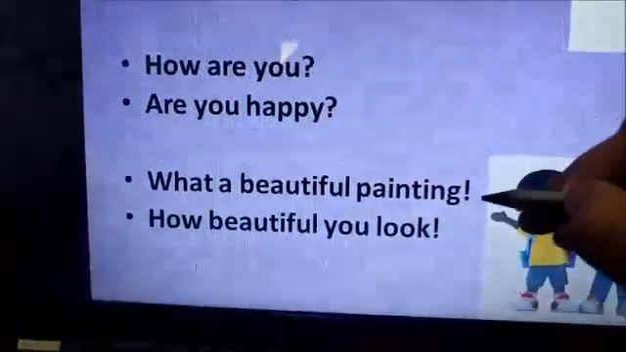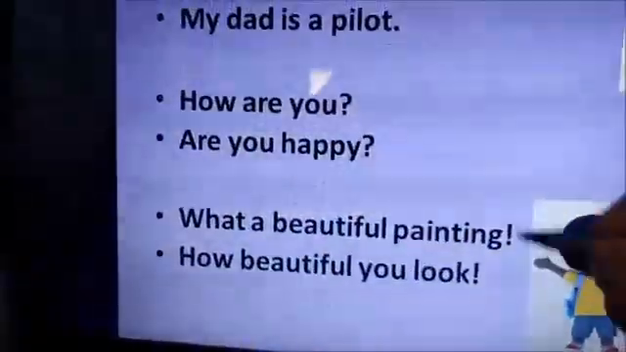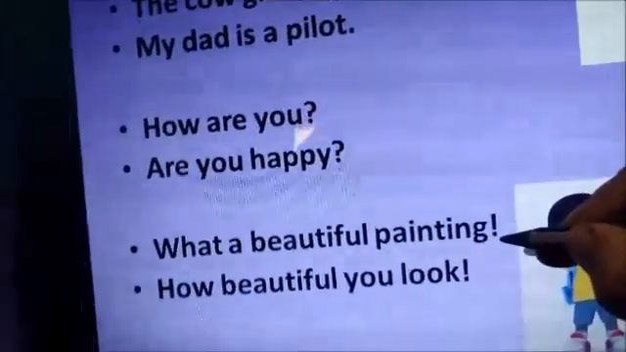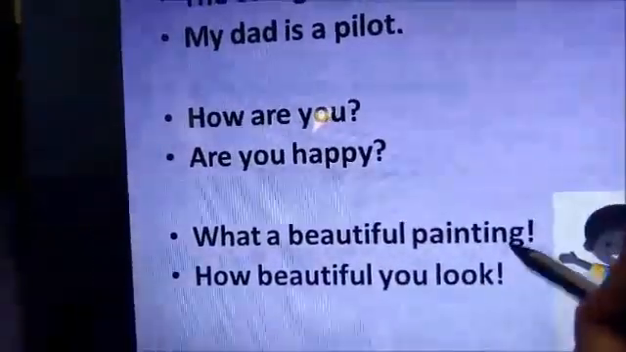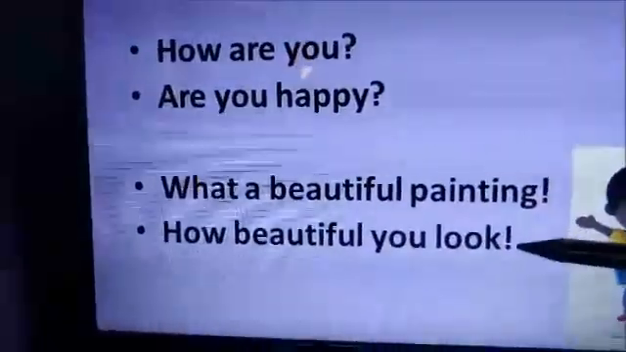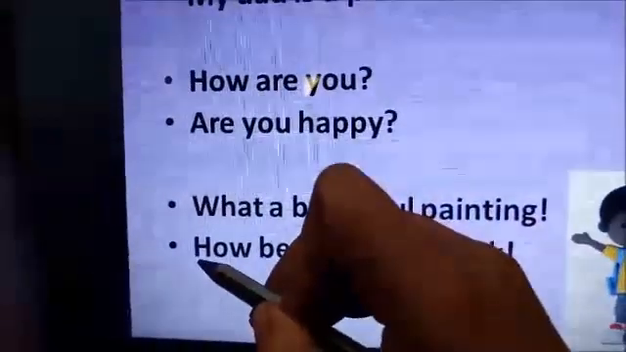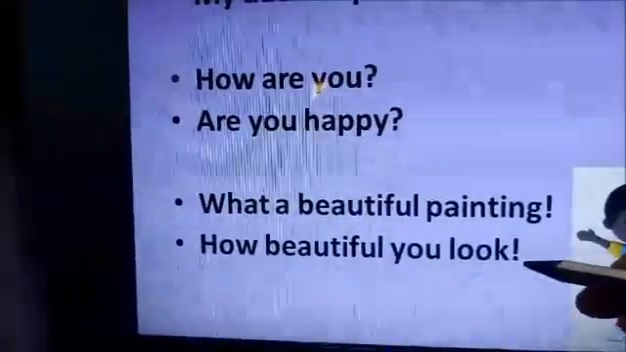Now look at the next type of examples. What a beautiful painting! It begins with a capital letter. It ends in an exclamation mark. But this sentence does not have a verb. Now look at the next example. How beautiful you look! How, H, begins with a capital letter. It ends in an exclamation mark.